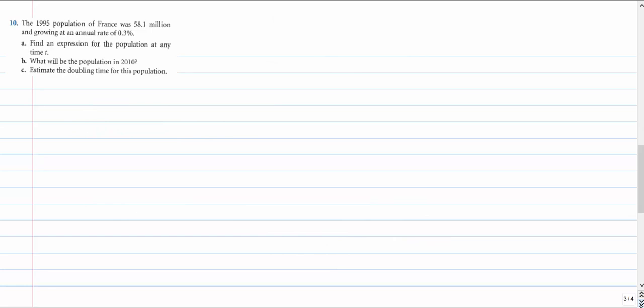Next question, problem 10. The 1995 population of France was 58.1 million, growing at an annual rate of 0.3%. Alright, 0.3% without the percentage symbol is 0.003. You divide by 100. This is your rate. To find the growth factor, I'm going to add 1. So 1.003 is your growth factor.